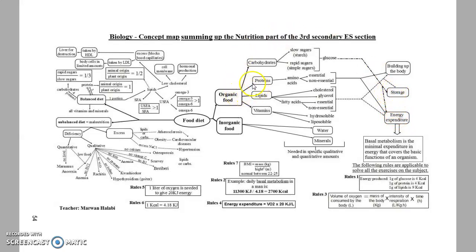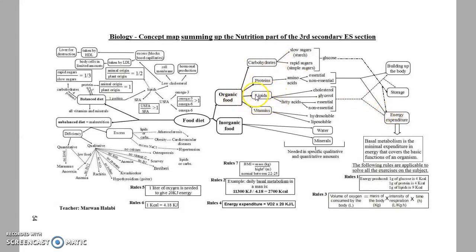However, the second group of organic food is proteins. So proteins will give up amino acids, which contain essential and non-essential ones, and both are used for building up our body or for energy expenditure in case of shortage of the carbohydrate source.